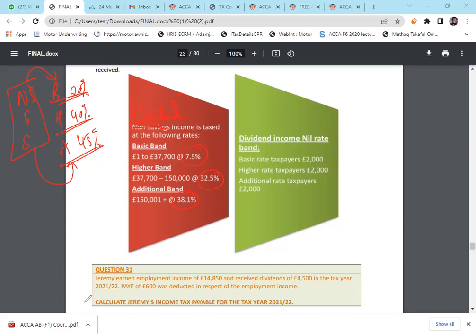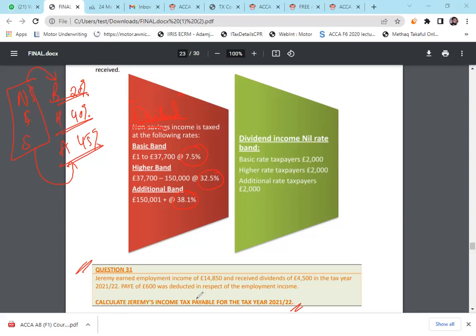How to apply it? You have question number 31. Till now, we did around 30 questions. So now you have question number 31. Can you please read it out? Jeremy earned employment income of £14,850 and received dividends of £4,500 in the tax year 2021 to 2022. PAYE of £600 was deducted in respect of the employment income. Calculate Jeremy's income tax payable for the year 2021 to 2022.